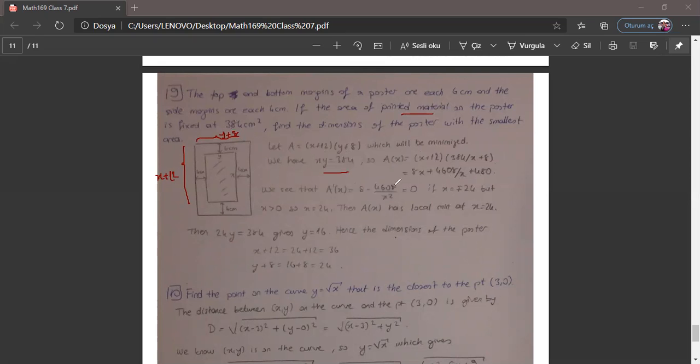Remember, this x denotes the edge of the printed material, so it cannot be negative, so we take only 24. So this function has a local minimum there. Now we know 24 times y equals this. Remember, x equals 24, so we obtain y equals 16. So the dimensions are y plus 8, which is this, and x plus 12, which is this. So these are the dimensions of the desired poster.